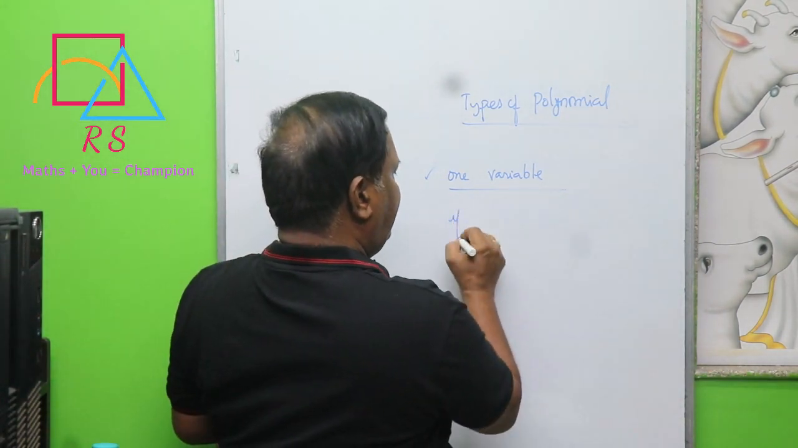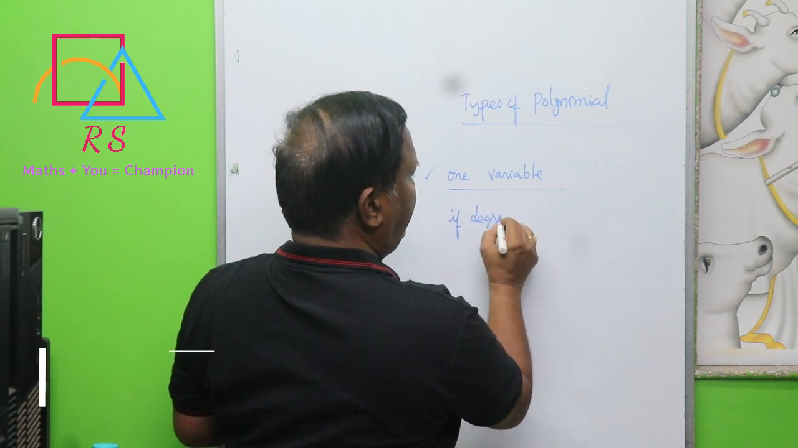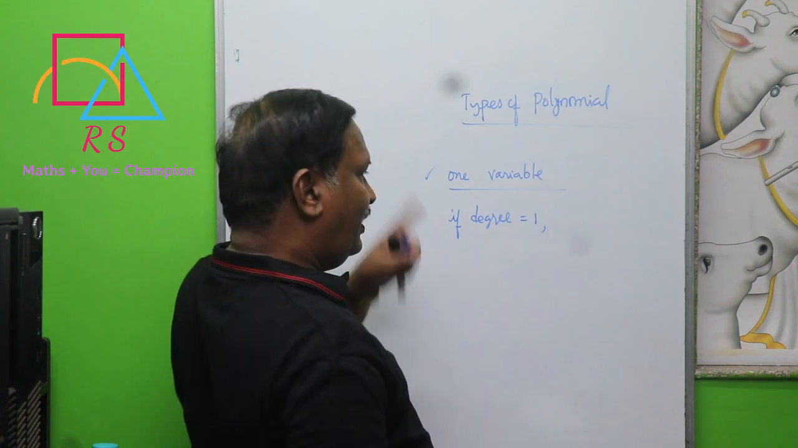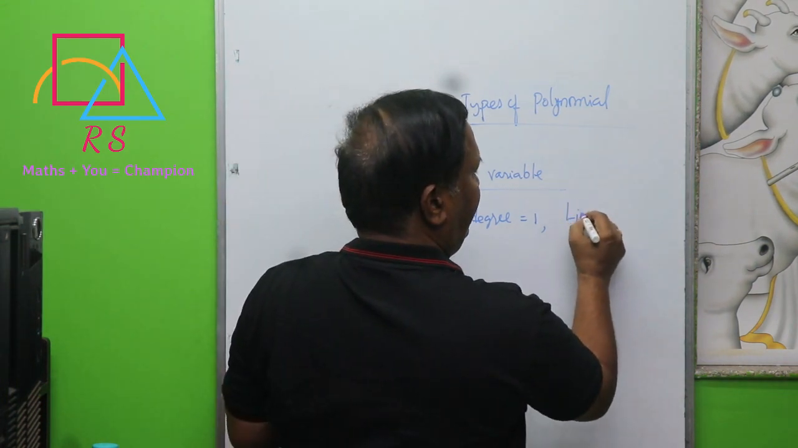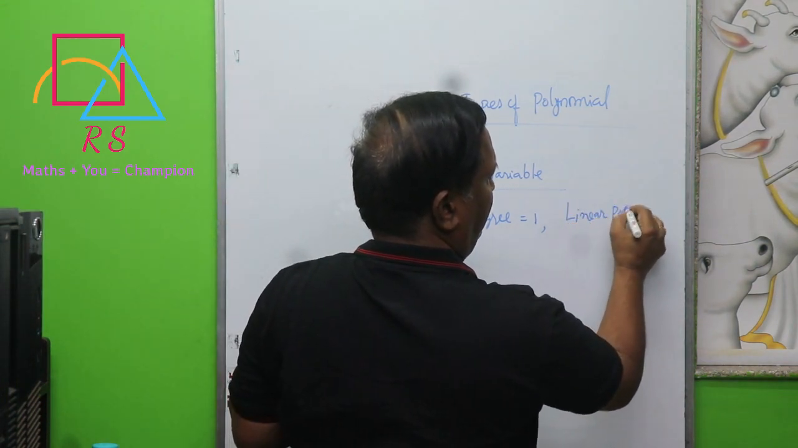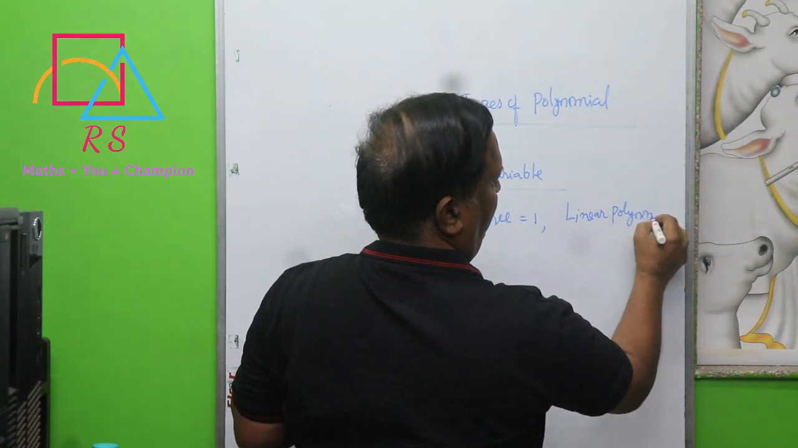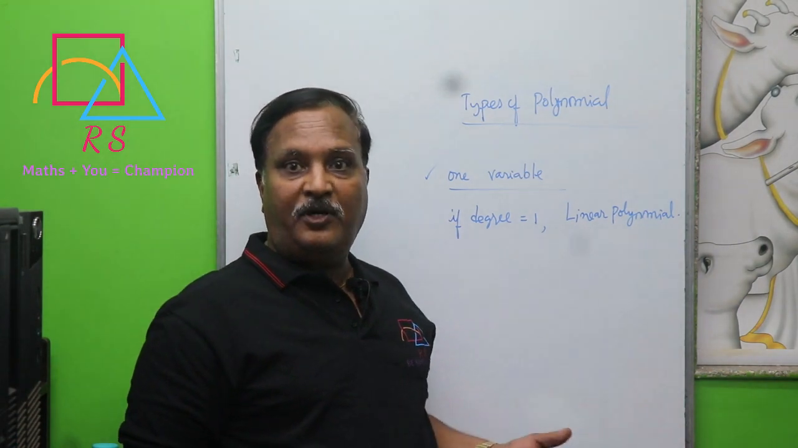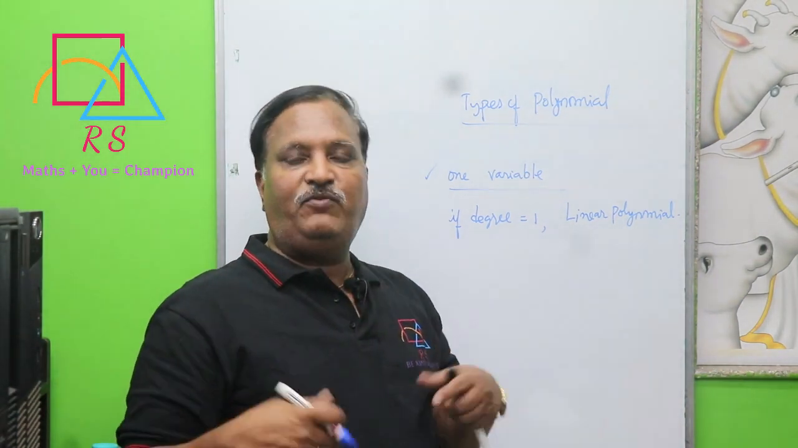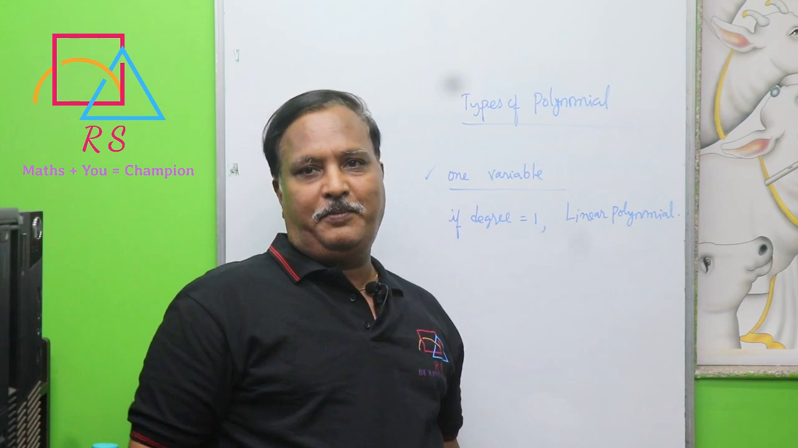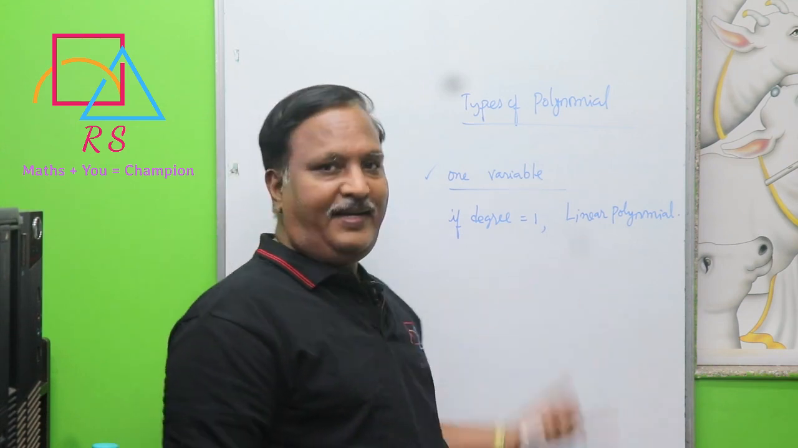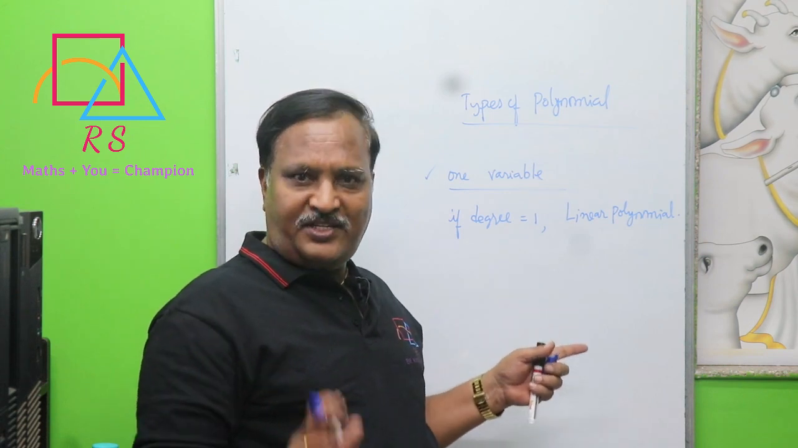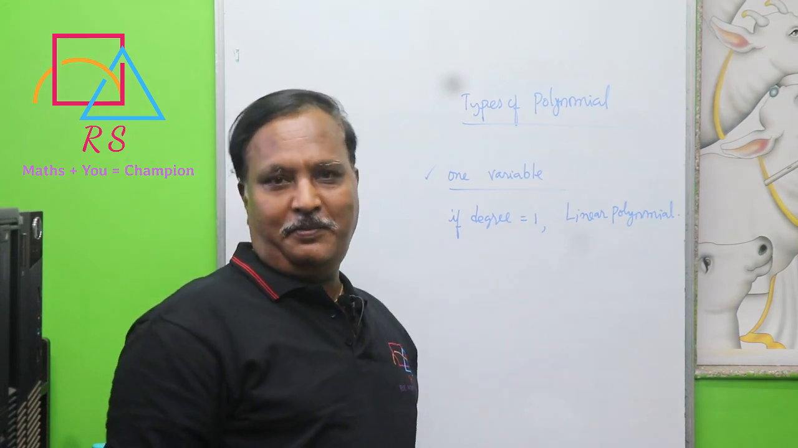Suppose the degree of the polynomial is equal to 1, then we call that polynomial a linear polynomial. If a polynomial has degree 1, we call it a linear polynomial. Why is it called a linear polynomial? If you draw the graph of that polynomial, you can draw the graphs for all the polynomials.